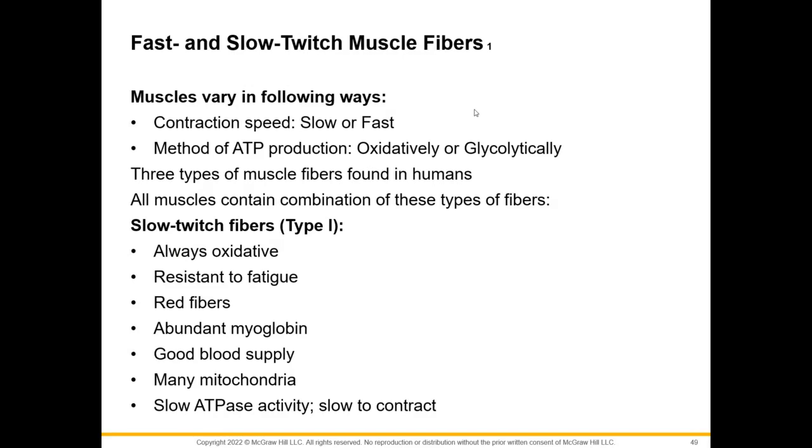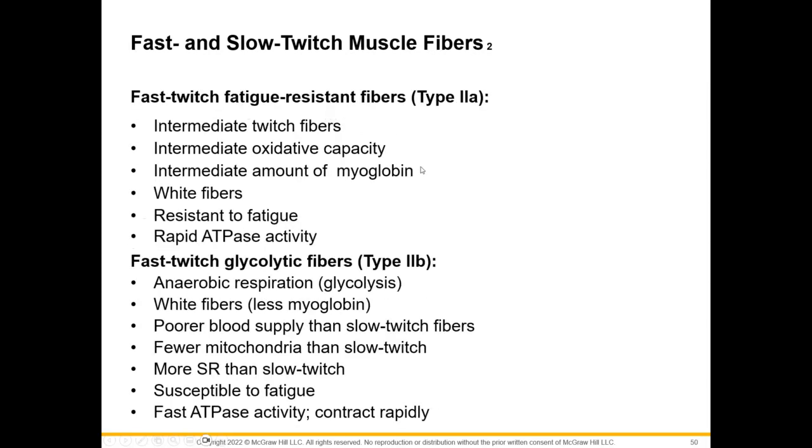So you have slow twitch fibers, or what we call type 1. They're always oxidative, so they're resistant to fatigue. We say they are red fibers, and it's because they have abundant myoglobin in them, and they have a really good blood supply and many mitochondria. They have slow ATPase activity, so they are slow to contract. So that's your slow twitch fibers, or type 1.